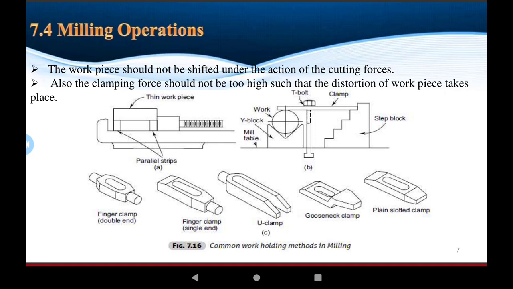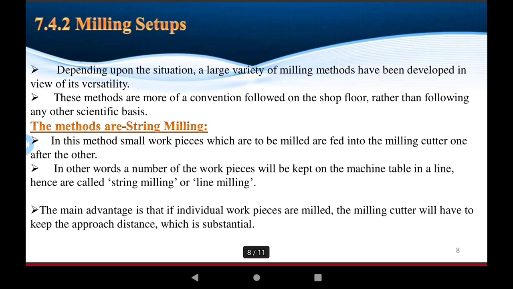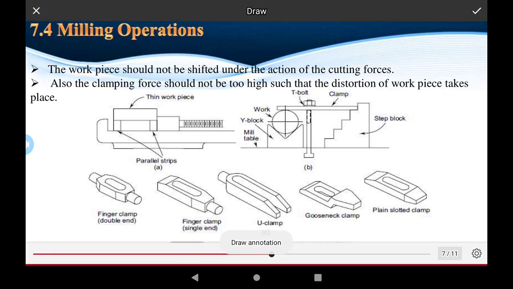Suppose there are some devices used for these operations, and there is a clamp used for them. There is the workpiece, and this is the pillar strip, also used for holding. This is the table of the workpiece, and these two strips are used for binding the workpiece.